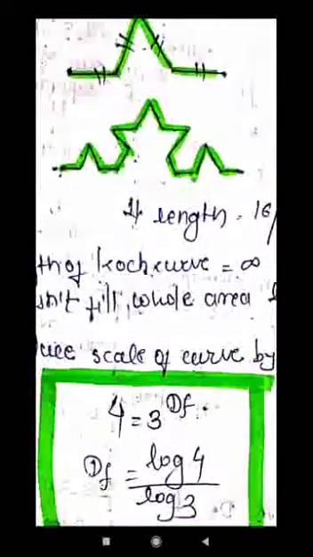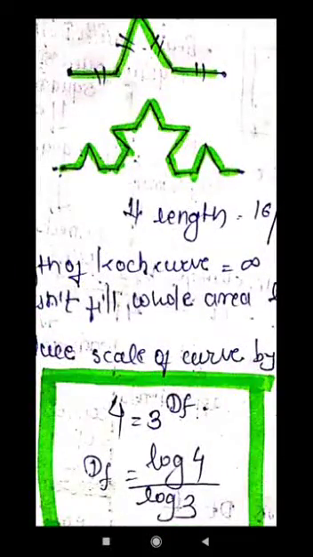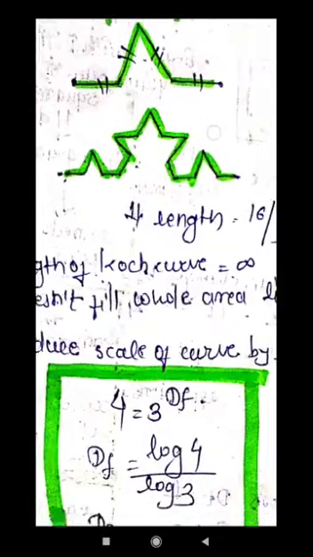So we can say here that the length of this Koch curve is infinite. This curve doesn't fill the whole area like the Hilbert curve. The Hilbert curve is filling all the squares, but the Koch curve is not filling the whole square. Why is its name triadic? Because it makes a triangle with these three segments. That's why it is called a triadic Koch curve.